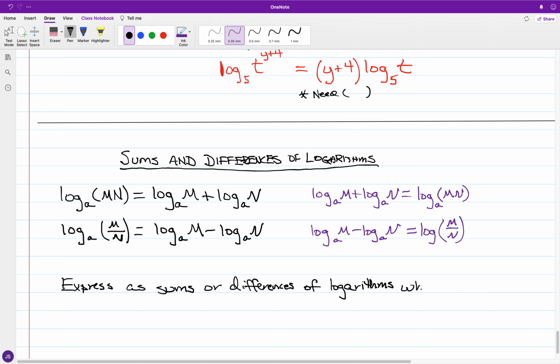While converting exponents to coefficients.